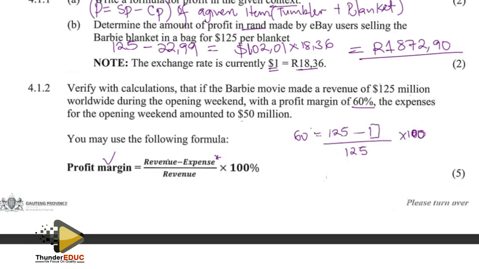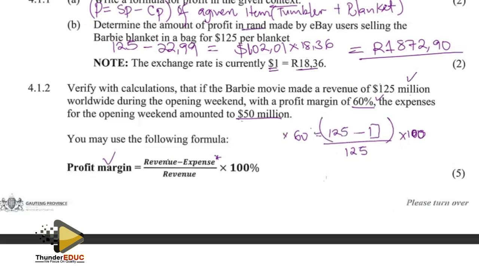Here they say, verify with calculations that if the Rugby movie made a revenue of this much worldwide during the opening weekend with a profit of 60%, the expenses for opening weekend amounted to 50. This is what we are proving. So the answer we get here is supposed to be 50. So what are we going to do? This is already in brackets, leave it in brackets.